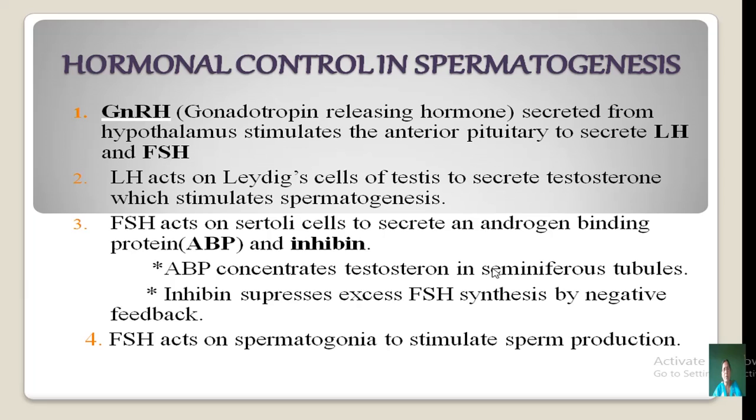FSH acts on spermatogonia. What is the role of FSH? FSH also acts on spermatogonia to stimulate sperm production. So FSH stimulates the Sertoli cells to produce ABP and inhibin, which do their functions, and FSH also stimulates the spermatogonia to produce sperms.